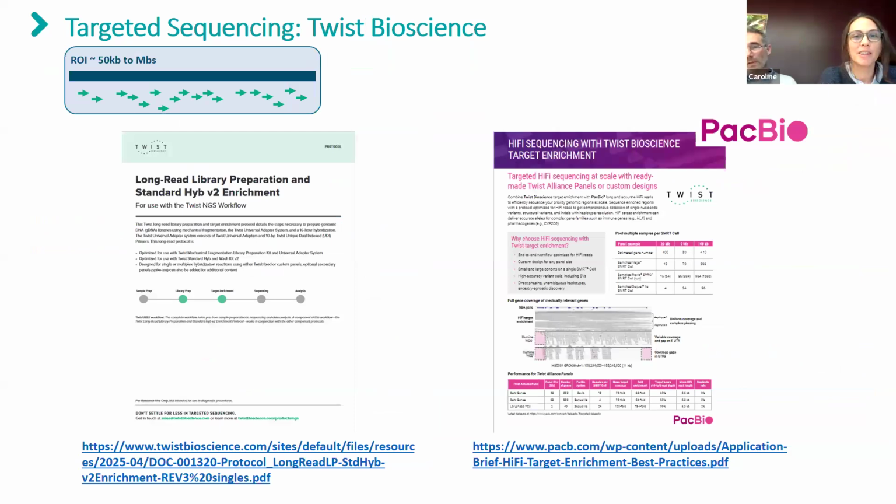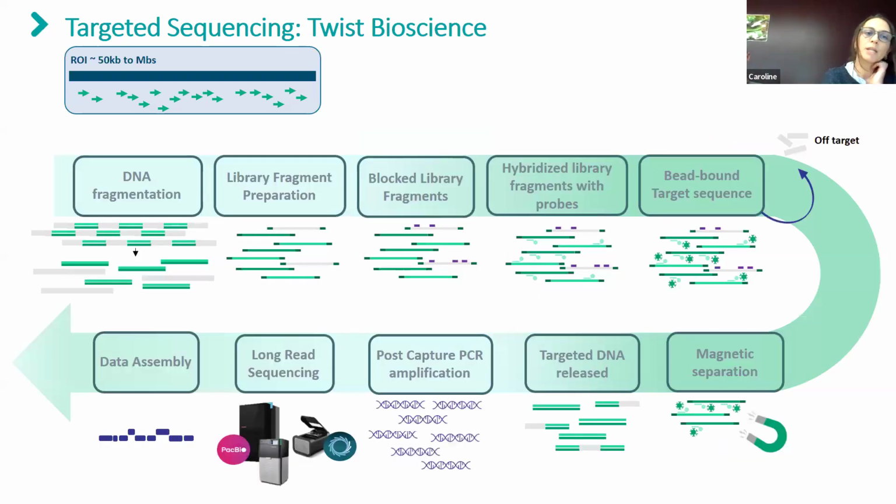So now we're moving on to the third targeted sequencing approach, which was developed by Twist Bioscience. You can access the Twist protocol online for long-read library preparation and enrichment by following this link. And there is also an application note from PacBio, which describes the best practice for combining Twist capture with HiFi sequencing. And finally, we developed our workflow for plant genomes based on these two resources.